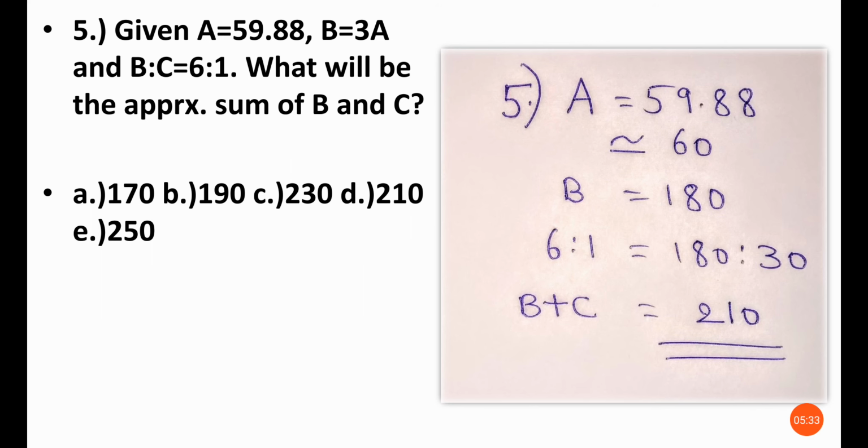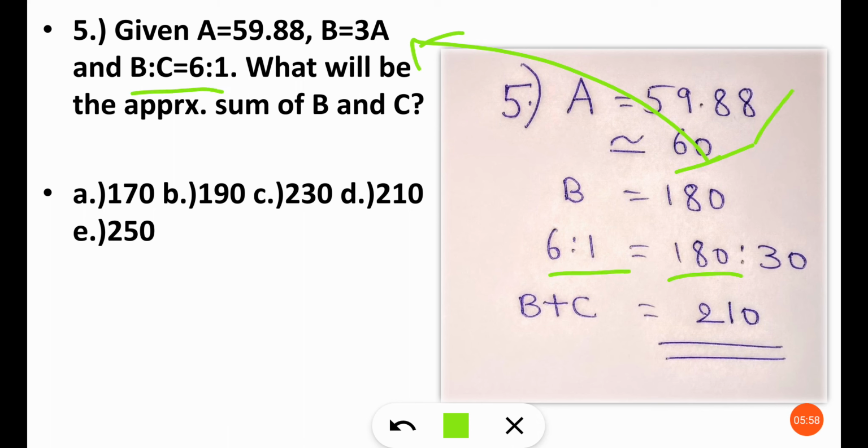Given A equal to 59.88, B equal to 3A, B is to C equal to 6:1, what will be the approximate sum of B and C? They are asked to identify the approximate value. So we'll take 59.88 as approximate value 60. When A is 60, what is B? 60 into 3, that is 180. B is to C is 6:1, so 180 is to 30. 6 parts value is 180 and 1 part value will be 30. B plus C equal to 180 plus 30, that is 210. Option D is the right answer.